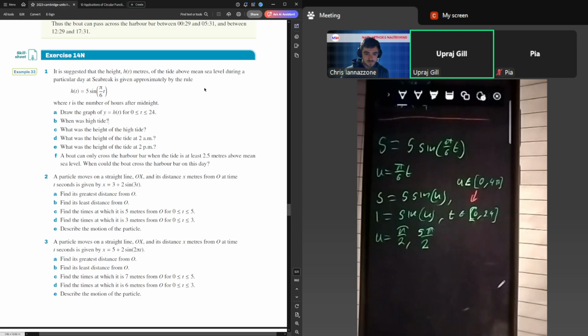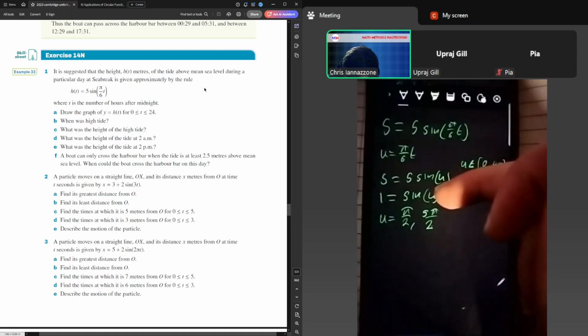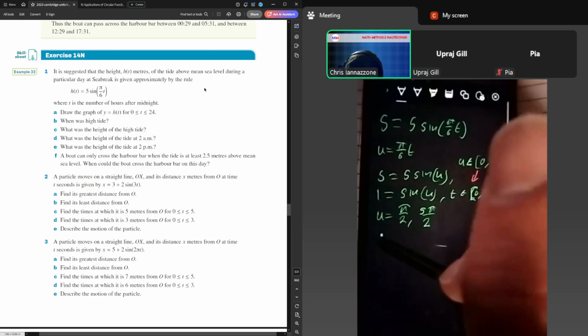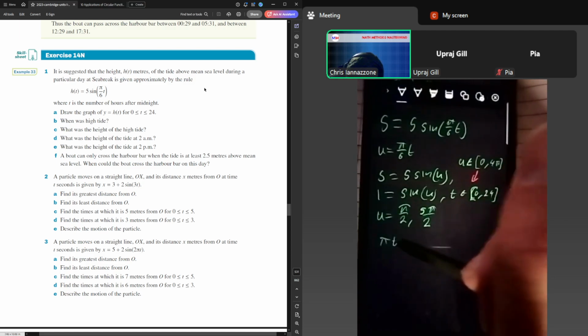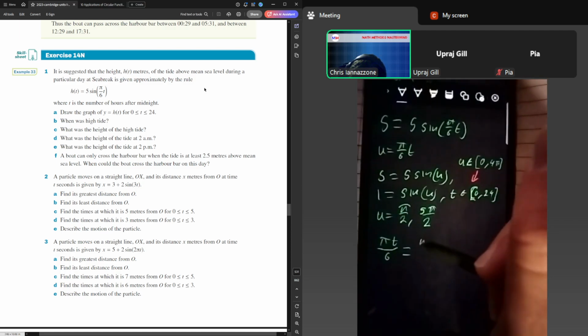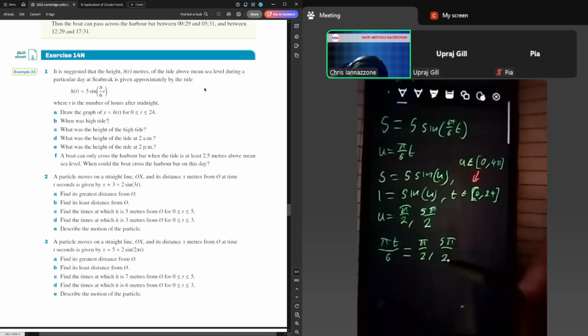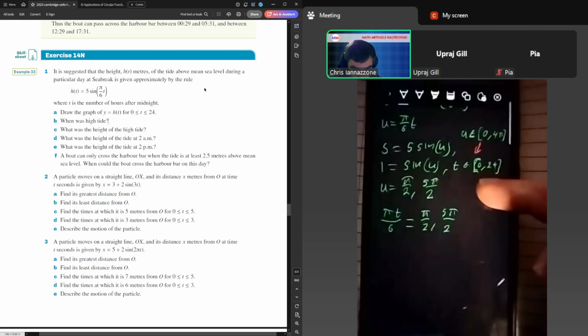Do we bring pi over 6t back in? Correct. Yeah. U was put in there just for our convenience. What we need is to actually have solutions in terms of t. And so yeah, we're just going to put those in. Once we've done that, what do we do from there?